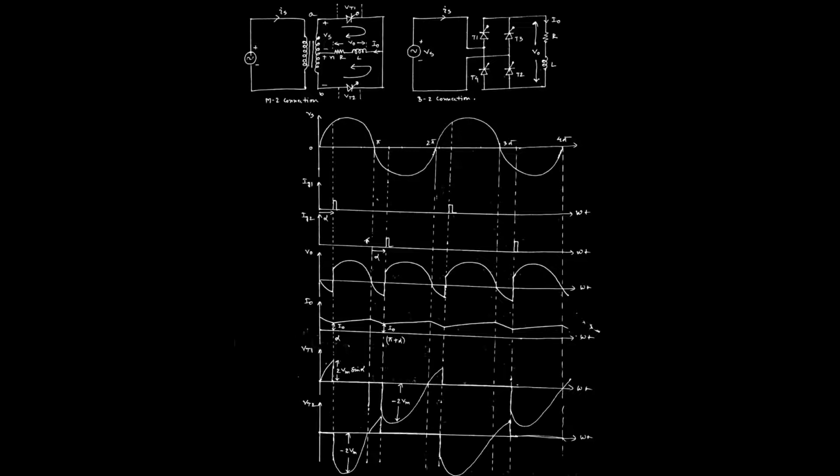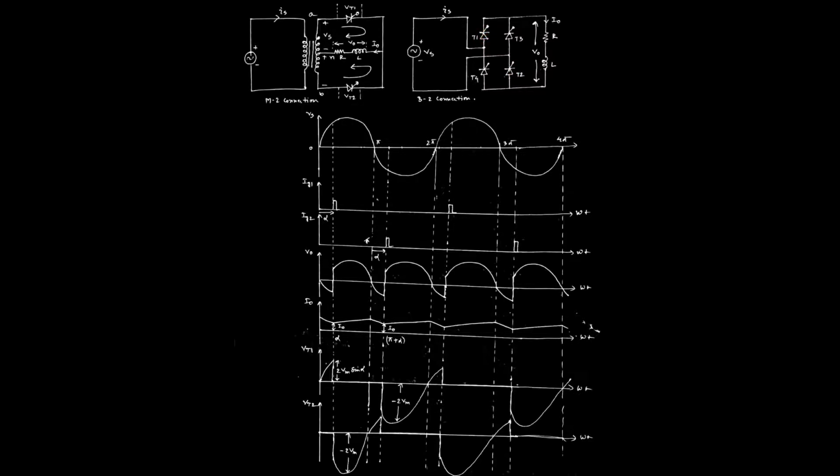That is why we can say that by using two thyristors, both halves of the supply voltage are converted into one direction, that is, the forward direction. That is called the rectification operation. This is the working principle in case of the M2 connection, or center tap transformer connection. Whereas in case of the B2 connection, normally two switches will be conducting at any instant.